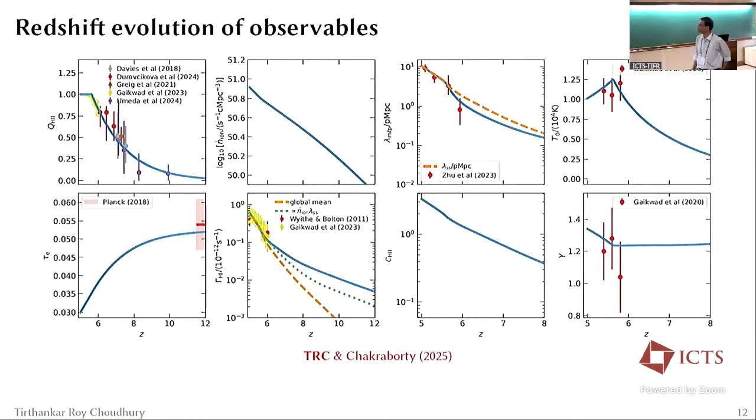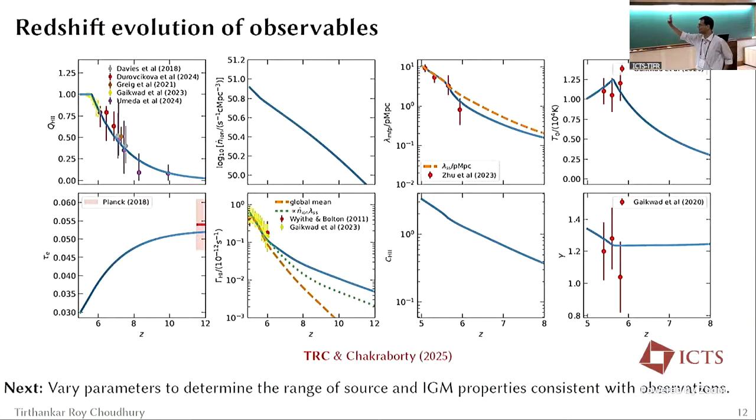I'm not going through the panels in detail, but you can see there is a match with points with error bars. Of course, the next step would be to vary the parameters and determine the range of source and IGM properties which are consistent with observation. That is the parameter inference. And the moment you have such a model with a large number of free parameters, the conventional way of doing things becomes expensive, even though the models are reasonably efficient.